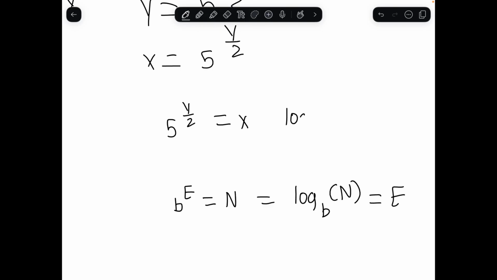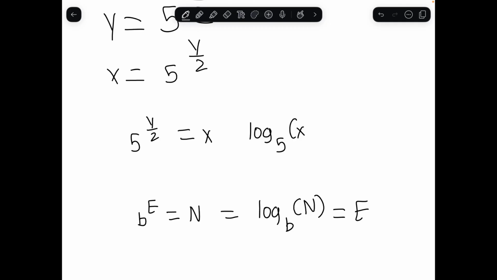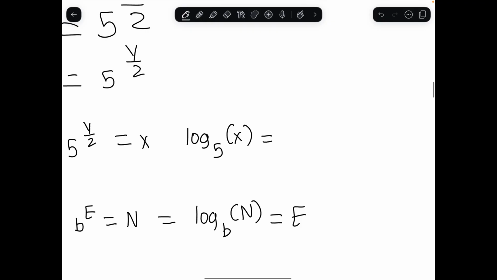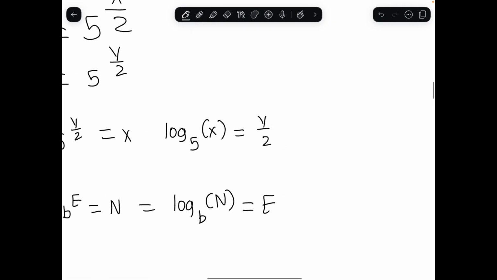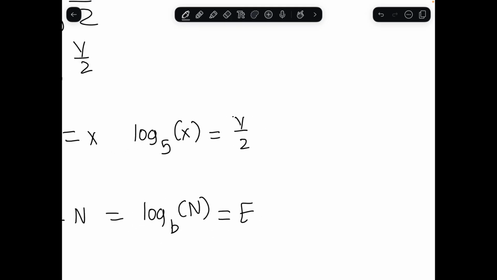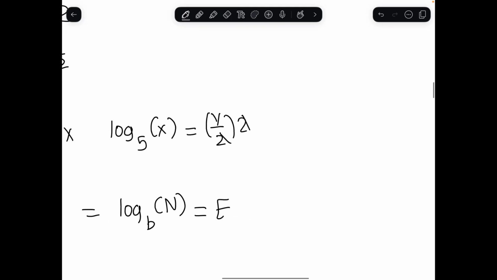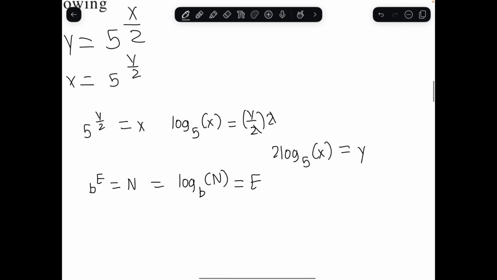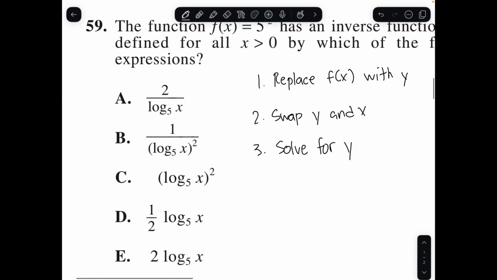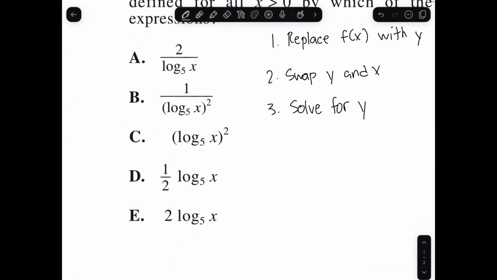So it would be log base 5 of x, log base 5 x equals y over 2. And now, since we're solving for y, you just multiply by 2 to get y by itself. So you get 2 log base 5 x equals y. And yep, that's your answer. And now let's check that, which matches answer choice E.